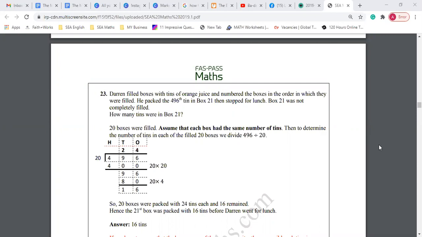So we have 21 boxes. Box 21 was not completely filled. So how many tins were in box 21? First we're going to assume that each box had the same number of tins. This is almost like a riddle. We know that he filled up to 20 boxes.